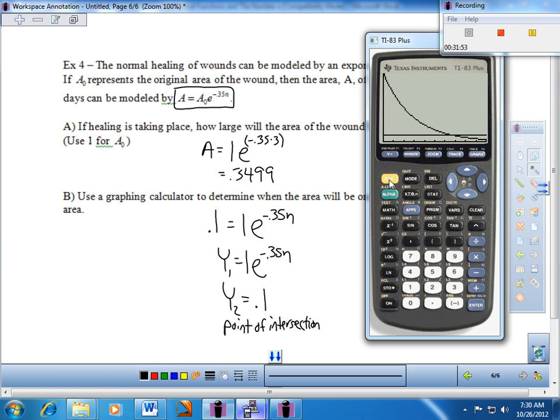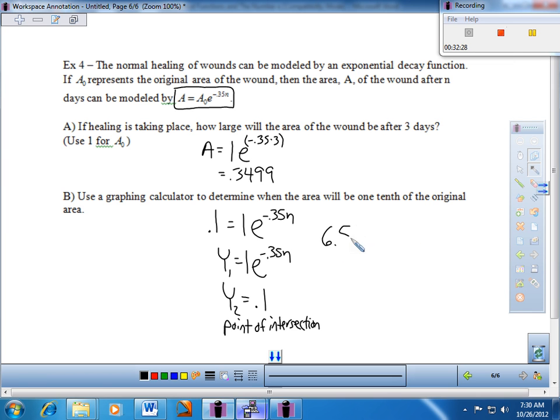So let's go for it one more time. Second trace, intersect on that. And of course, everybody, enter, enter, enter. And we get about 6.58 days. That seems to be the case, and that looks perfect. Okay, so if you want to box that up, so be it, but I think that's definitely our final answer there.